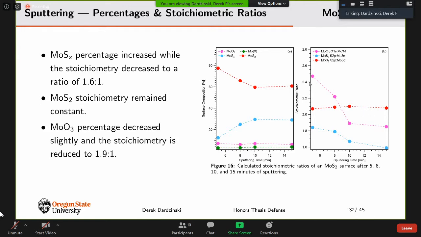And then you can also see molybdenum trioxide, which is this pink line. Its stoichiometry is decreasing, down to 1.9 to 1. That suggests that the oxide is found on the surface and not in the bulk of the material, because it is affected by the argon sputtering. And then you can also see the elemental molybdenum increasing slightly right here in this green line.